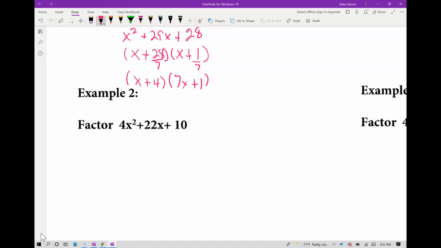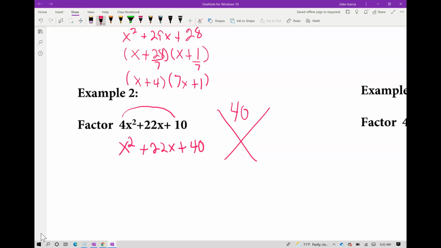Example 2, we're going to continue with factoring quadratics. What you're going to do is multiply the leading coefficient 4 times 10. In this case, you get 40. And I draw this x so you can put the two factors that we can find that add up to give you 22. That's what I'm doing. So you have x squared plus 22x. And then you rewrite it with the product that we got. So 4 times 10 is 40.